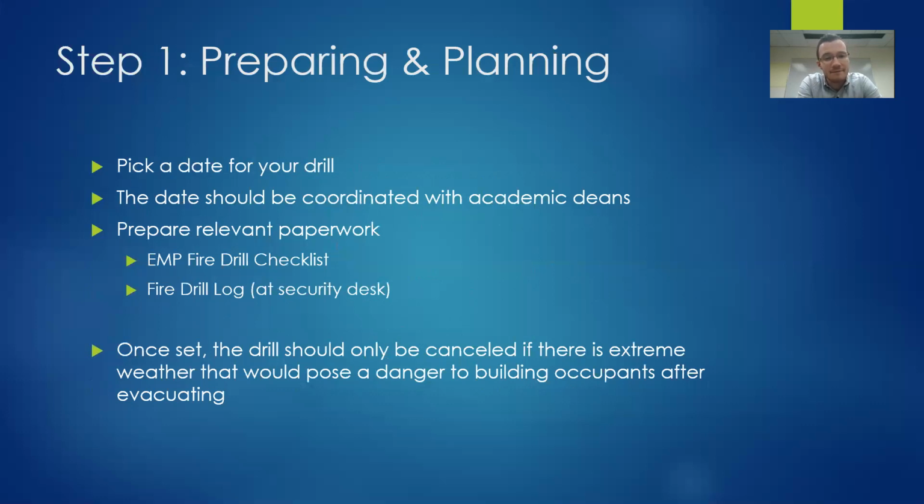Once the date is set for a drill, so once we've all agreed to a date, it's put on the calendar, it's been scheduled. The drill should only be canceled if there is an extreme weather event that would pose a danger to building occupants after evacuating. So like we talked about before, if there's a blizzard outside, we're obviously not going to hold a drill and kick everyone out. Even if it's one of those midsummer monsoons we get where it's pouring rain, we would probably reschedule that drill.